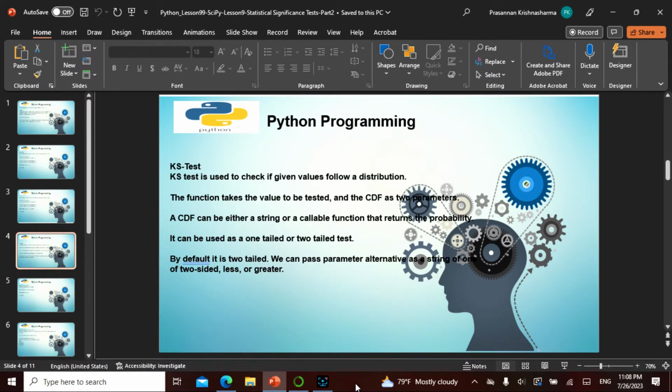Now we saw the t-test. There's something called a KS test. The KS test checks if the given values follow a distribution. Say suppose we have some high ranking students, and they all get significantly high ranks, and we see whether they follow a distribution.